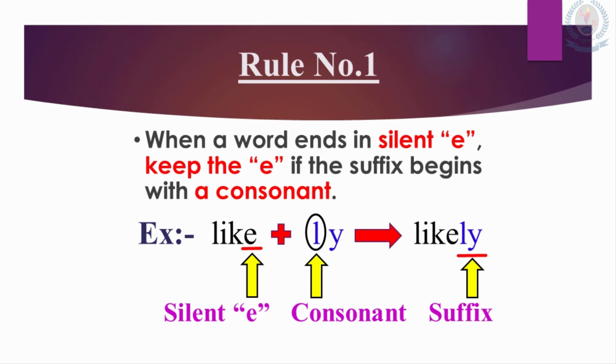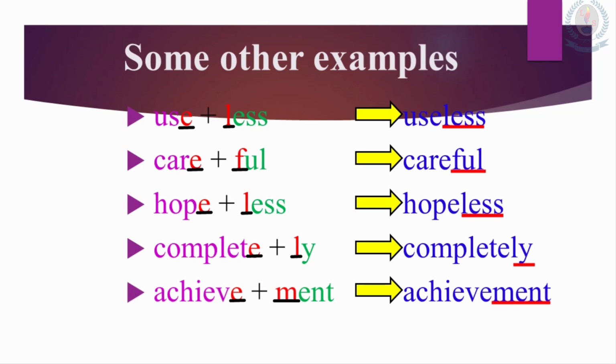Example: like plus ly becomes likely. Look at this example. The word like ends in silent E. The suffix ly begins with a consonant. So, when you add ly to this kind of words, you can directly add ly at the end of the word. These are some other examples for the words ending in silent E.